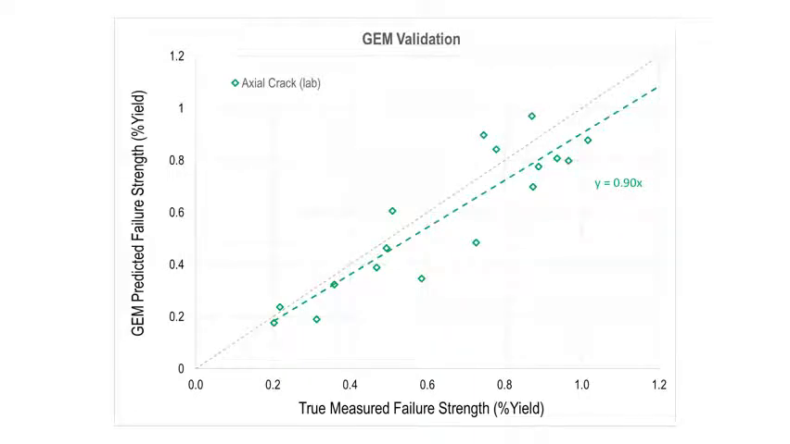Now, if I take those data points and line them up just like I did before, we have a predicted failure strength over the true measured failure strength. And in this case, we see that this data set is a little bit overly conservative. You see that the trend line falls below the diagonal. The trend line slope there of y equals 0.90x indicates that the model for these data points is about 10% overly conservative. Not horrible, but I would like to do a little bit better.